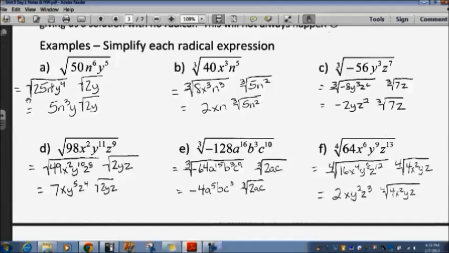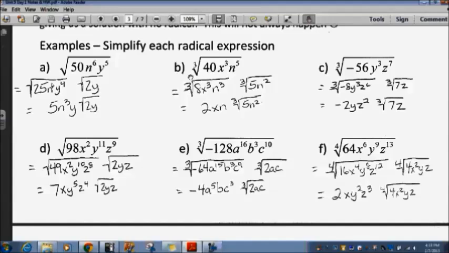Now I'll simplify this first radical. Square root of 25 is 5. Square root of n to the 6th is n cubed. Square root of y to the 4th is y squared. Oh, I forgot to write the 2 there. So that's y squared. It's 5n cubed y squared times the square root of 2y.